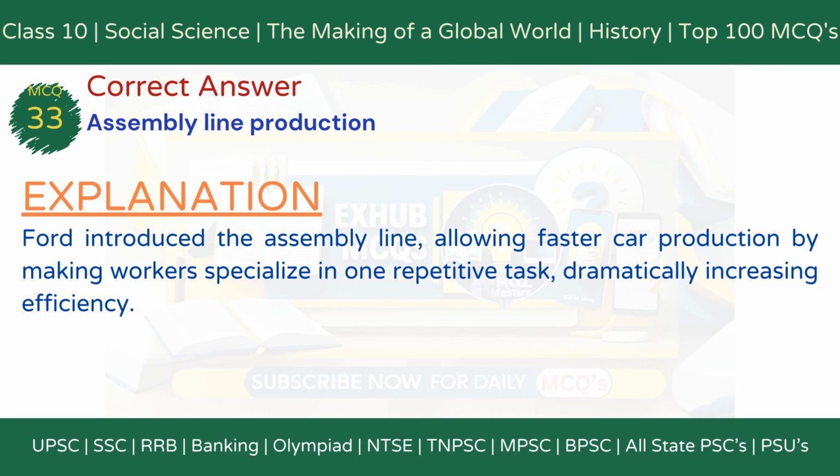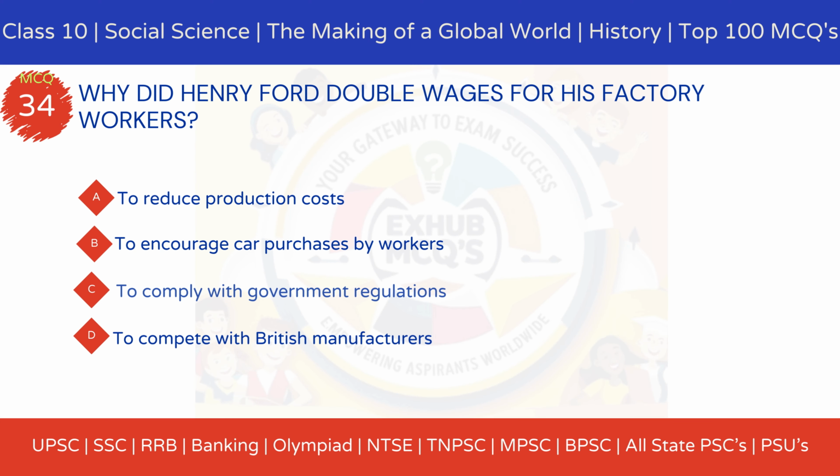The correct answer is option C. Assembly line production. Explanation. Ford introduced the assembly line, allowing faster car production by making workers specialize in one repetitive task, dramatically increasing efficiency. MCQ 34. Why did Henry Ford double wages for his factory workers?